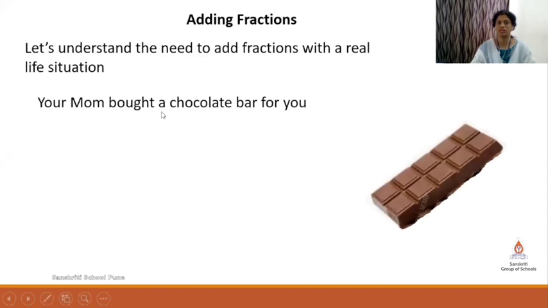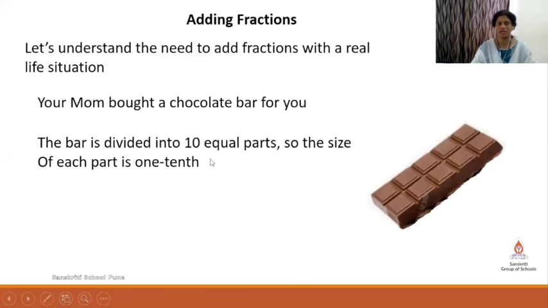Your mom bought a chocolate bar for you. Look at the image. The bar is divided into 10 equal parts. So the size of each part is 1/10. This is something you already know. And the fraction is written as 1/10. The fraction of each part, each slice of this bar is written as 1/10.